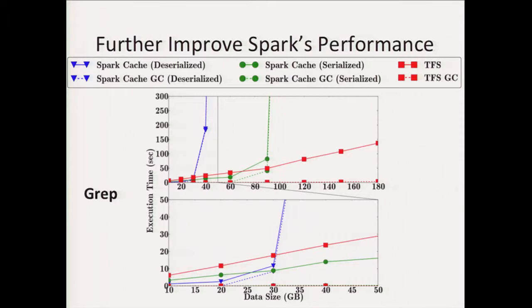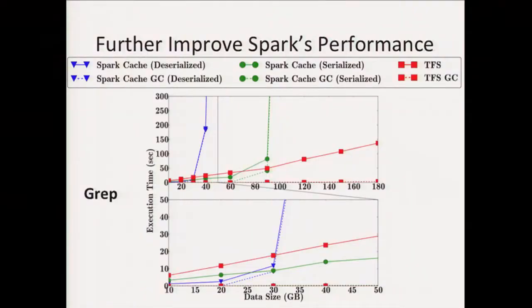The upper graph is the overall result for a single machine. To examine this carefully, we just use a single machine with 240 gigabytes of memory. On the x-axis is the raw data size in gigabytes from 0 to 180, and the y-axis is the execution time from 0 to 300 seconds. The bottom graph is the enlarged area of the left side of the upper graph.